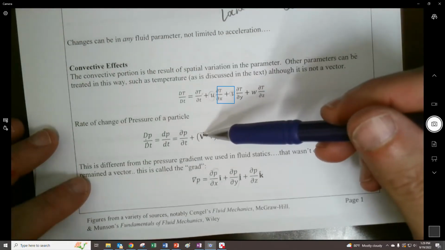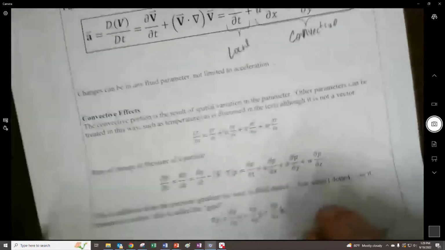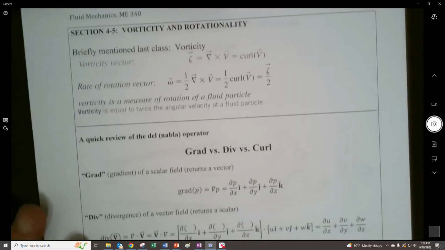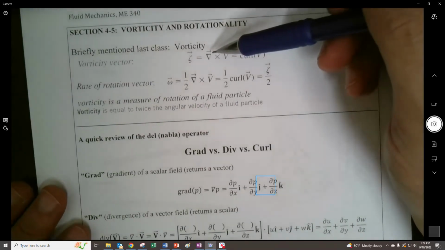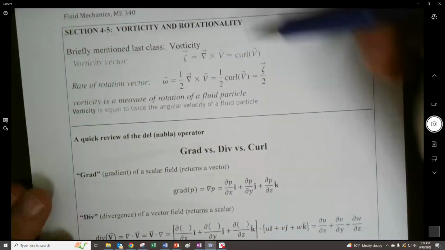That's a scalar. This right here becomes a scalar, and multiply that there. Yeah, I think it's empty. All right. So I also want to give a quick tour of the vorticity and irrotationality.